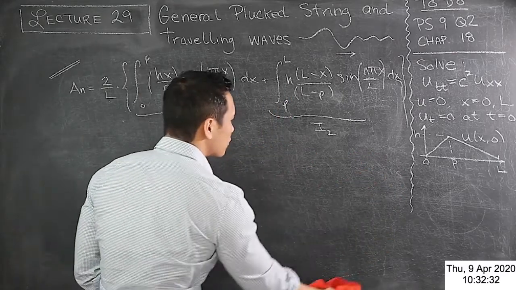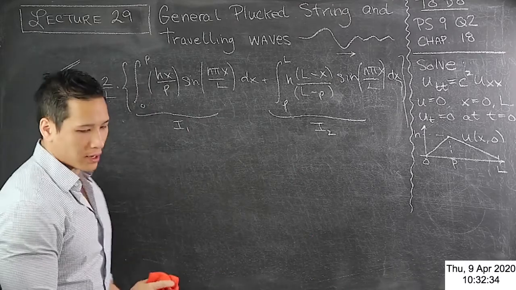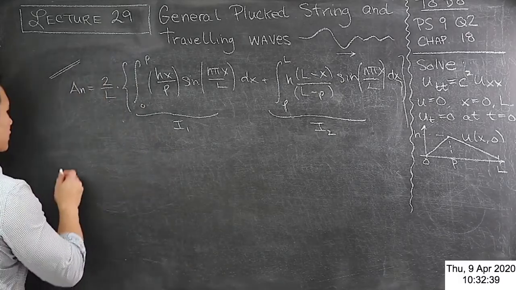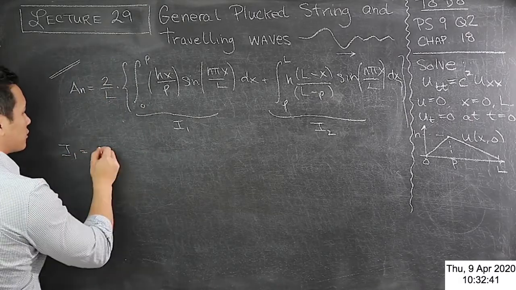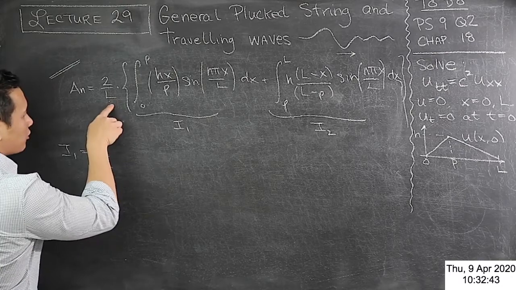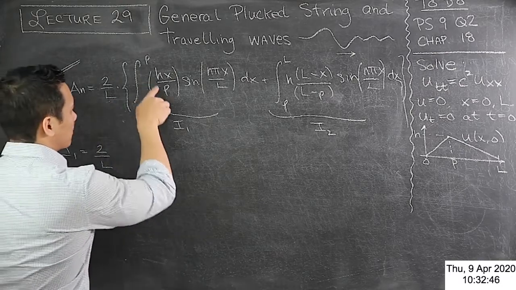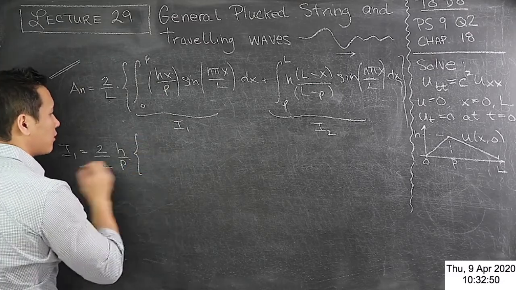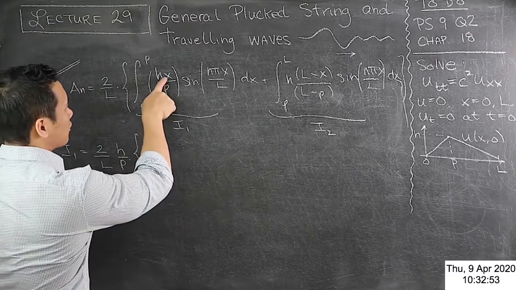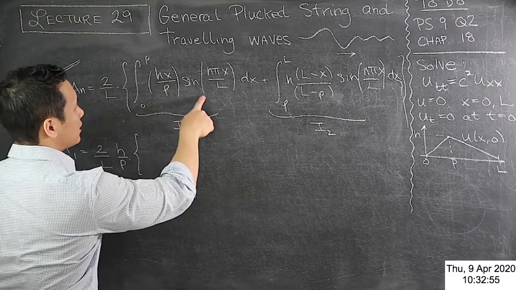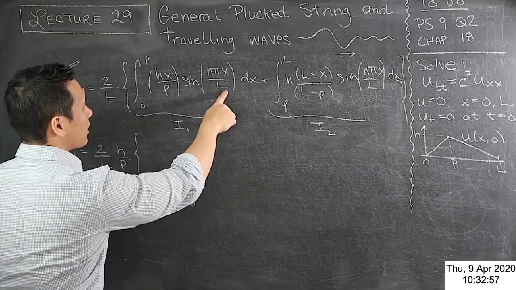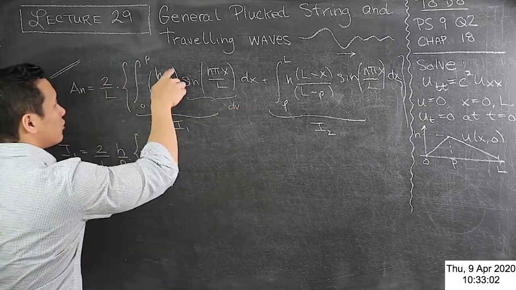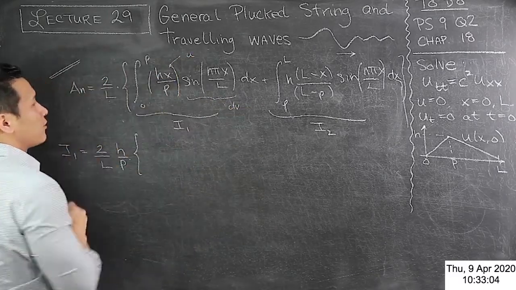Okay, let's do one of them together. Let's just do the simplest one, the I1, together. Again, just so you get a feel for how it works. So I'm going to let I1 be equal to 2 over L. I'll include this factor in the definition of I1, and then I'm going to factor out the h over p, like this. Okay. So when you do the integration by parts, you'll let u be equal to x, and dv equal to sine of n pi x over L. This is your dv. And your u will be that thing there. u will be equal to x.